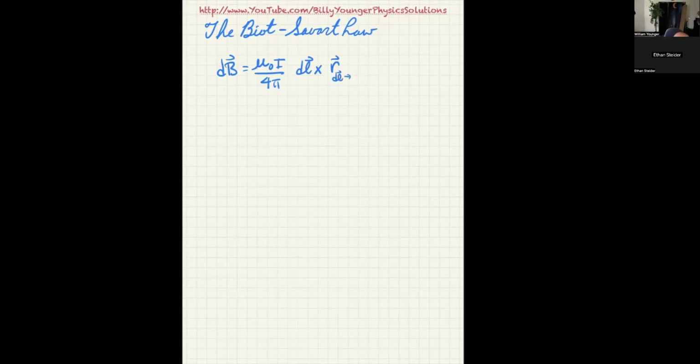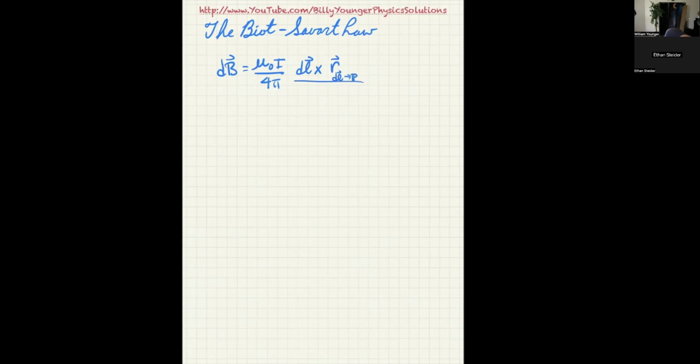That's Biot-Savart law. Now, what it tells us is that the differential magnetic field dB is equal to mu 0 I over 4 pi times dl cross an R vector from dl to P.